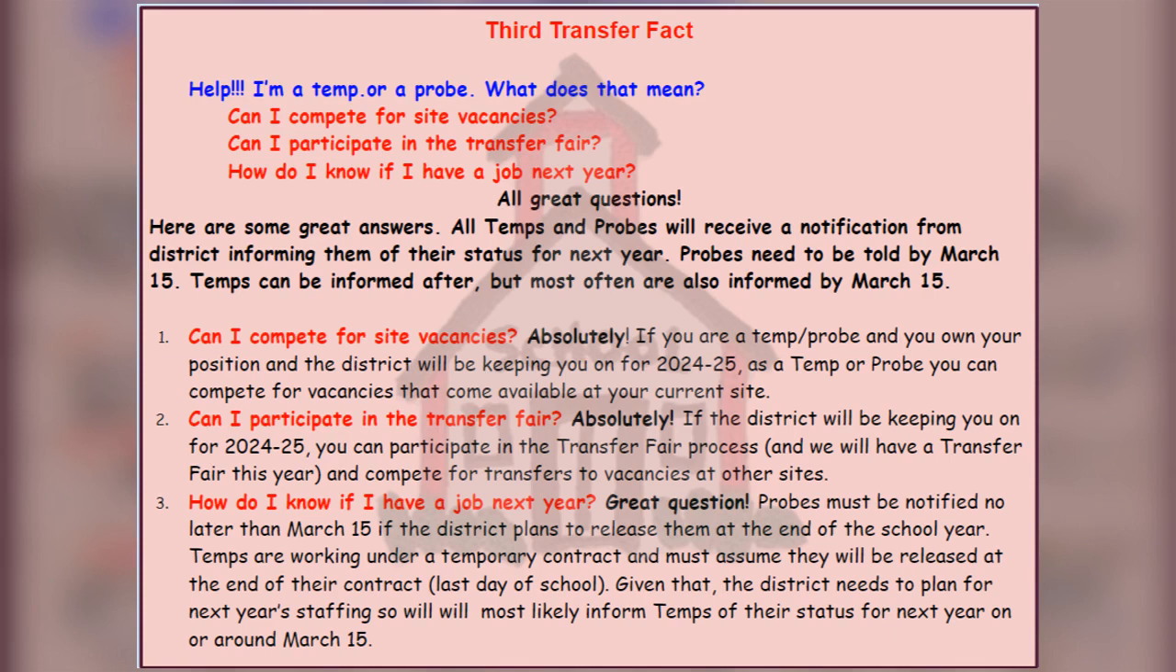That is how education code is written: during those first couple of years, essentially the district has all the power when it comes to whether or not folks retain their position. Now, they can't release you for something that's discriminatory, right? So we still have those rights.